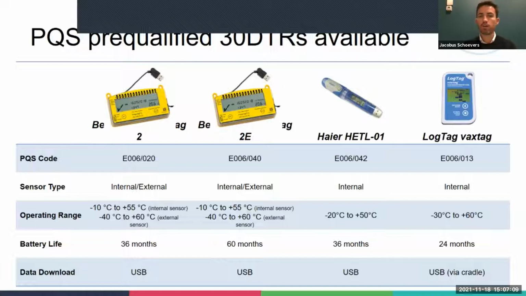External devices are external sensor devices, meaning that the body of the 30-day temperature recorder can be outside the refrigerator, and then the sensor can be run inside the refrigerator. So what you'll also see here is that typically these devices can operate from anything between minus 40, minus 30, and up to plus 60 degrees Celsius. So these devices are quite capable of monitoring a wide range of temperatures.